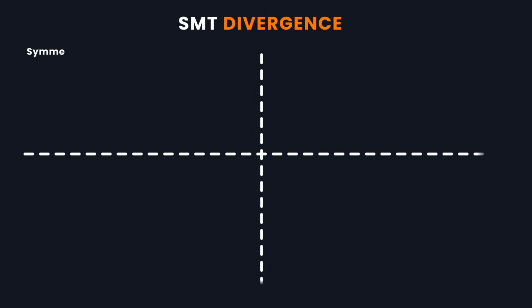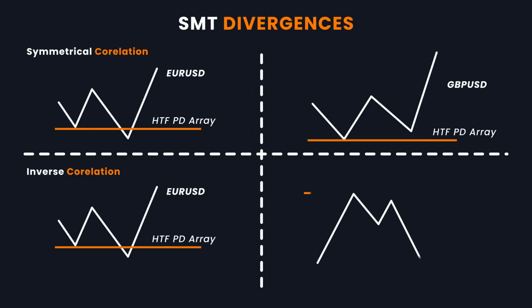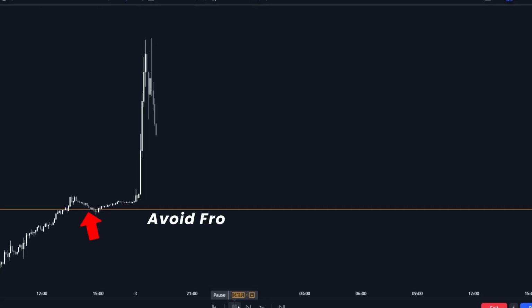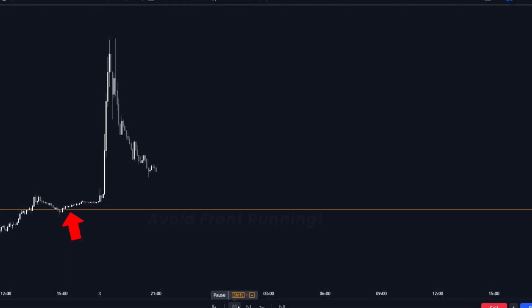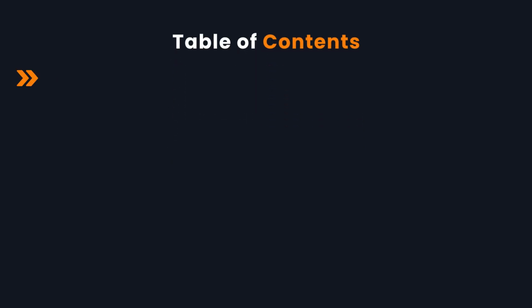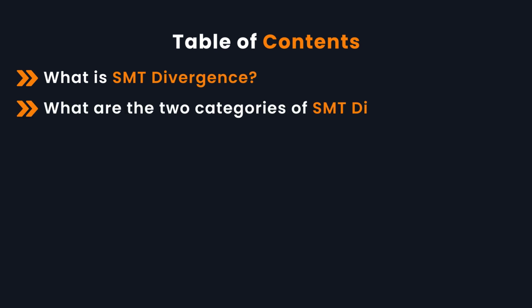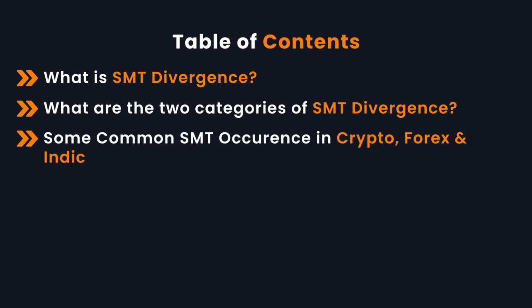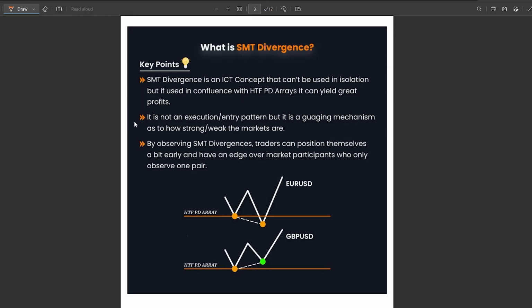SMT divergences will not only allow you to gauge the strength or weakness of the market, but will also allow you to avoid front running of your orders and will improve your trading strategy as a whole. So let's get started. In today's video, we are going to discuss what SMT divergence is, the two categories of SMT divergence, some common SMT divergences in crypto, forex and indices markets, and a high probability way of trading SMT divergences.